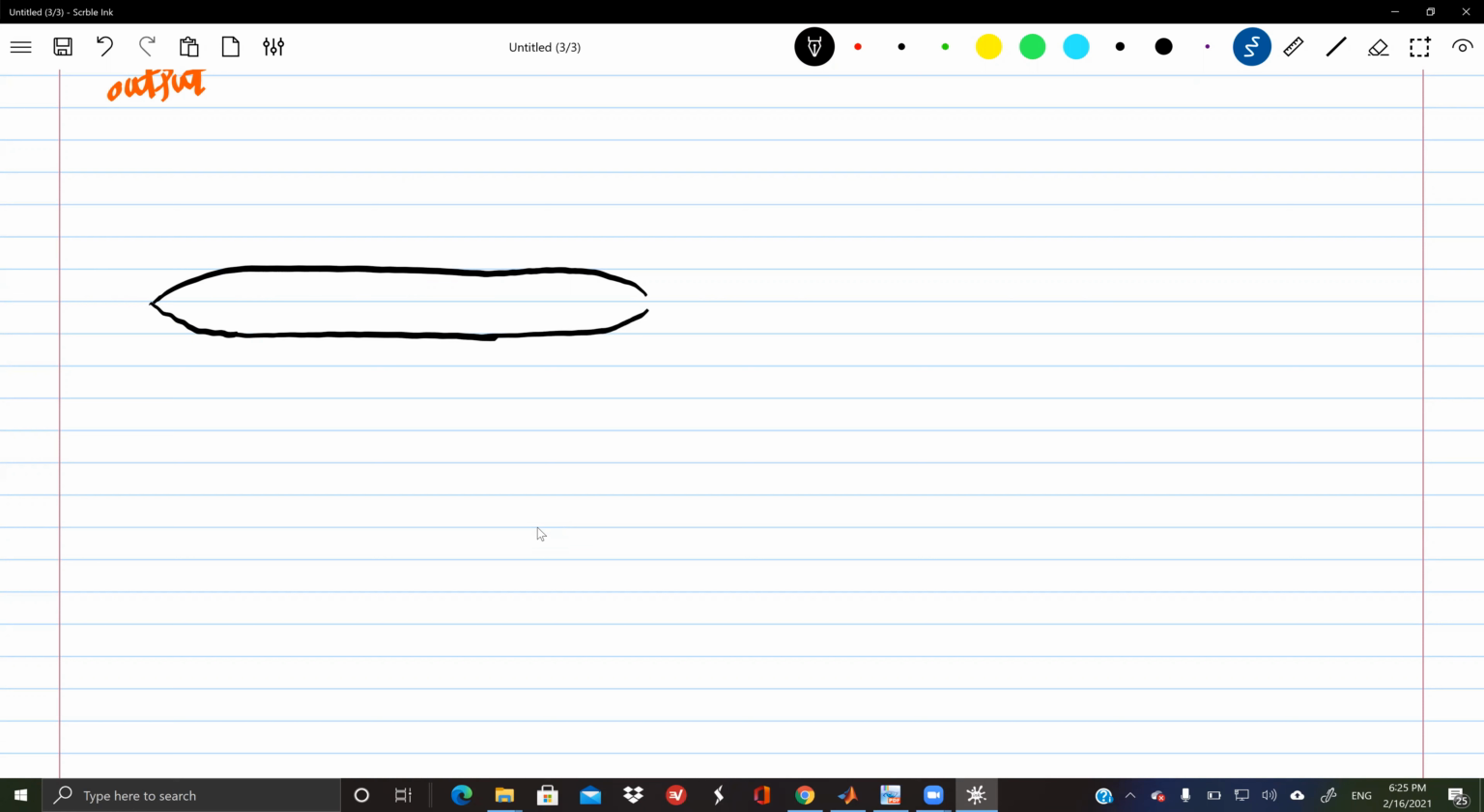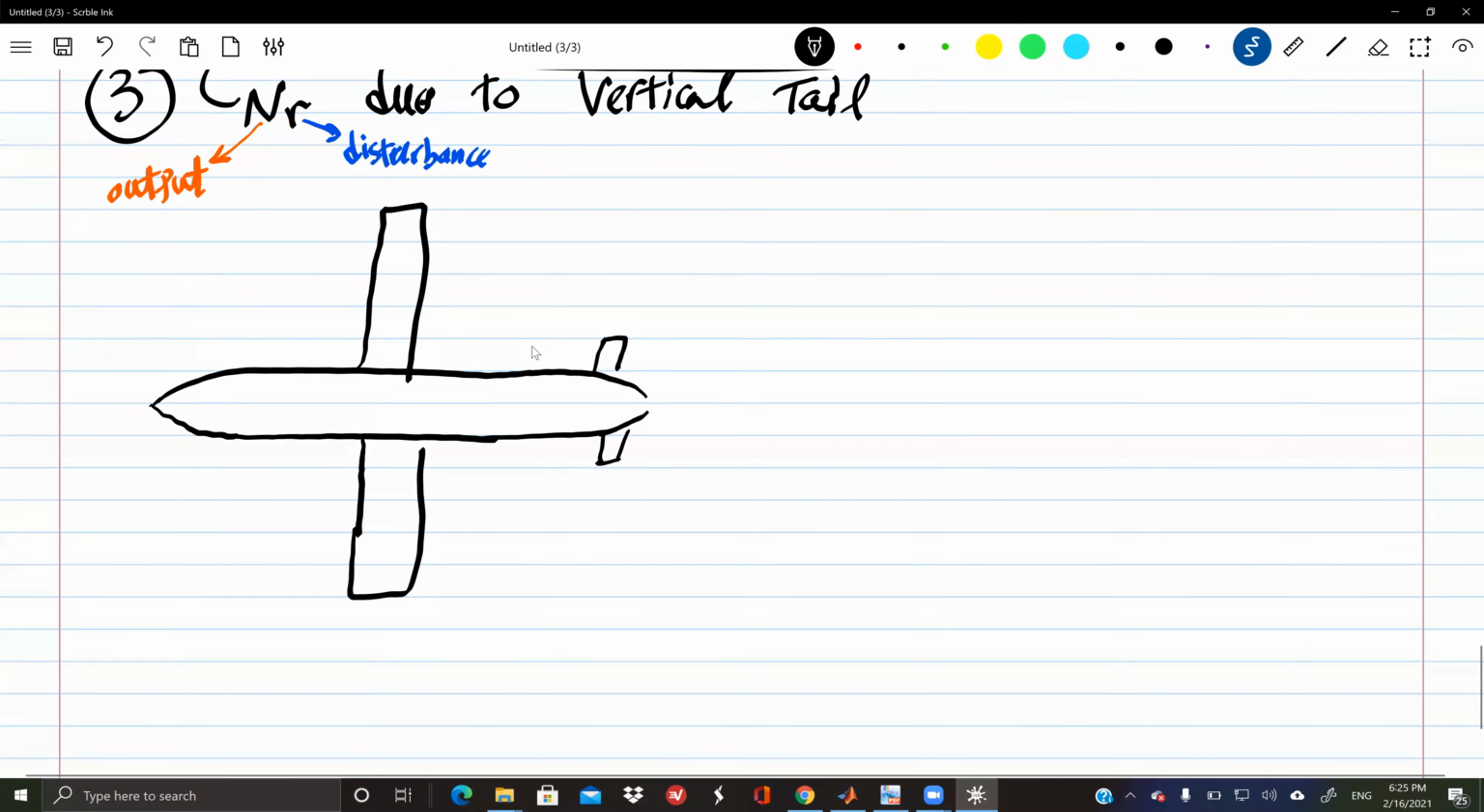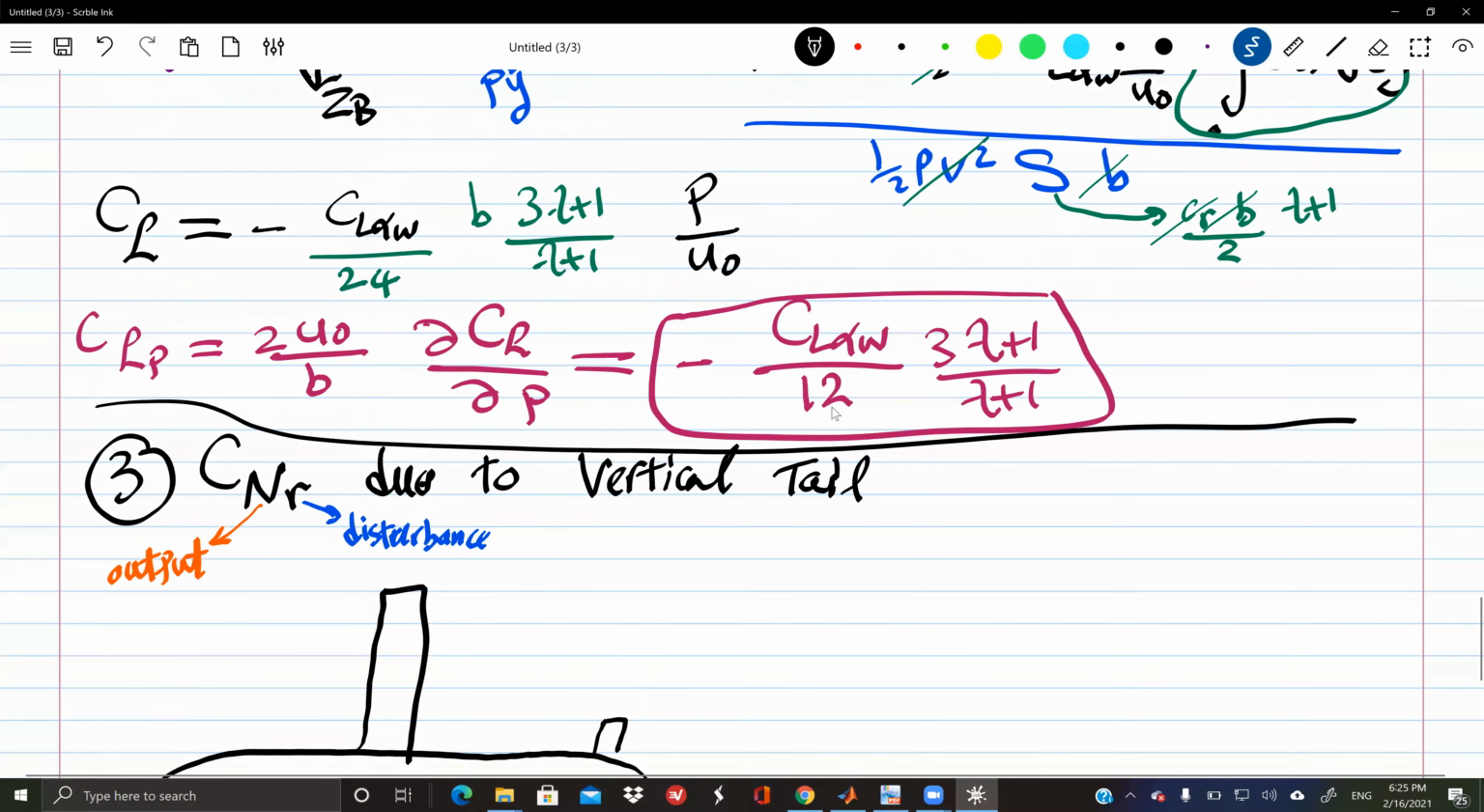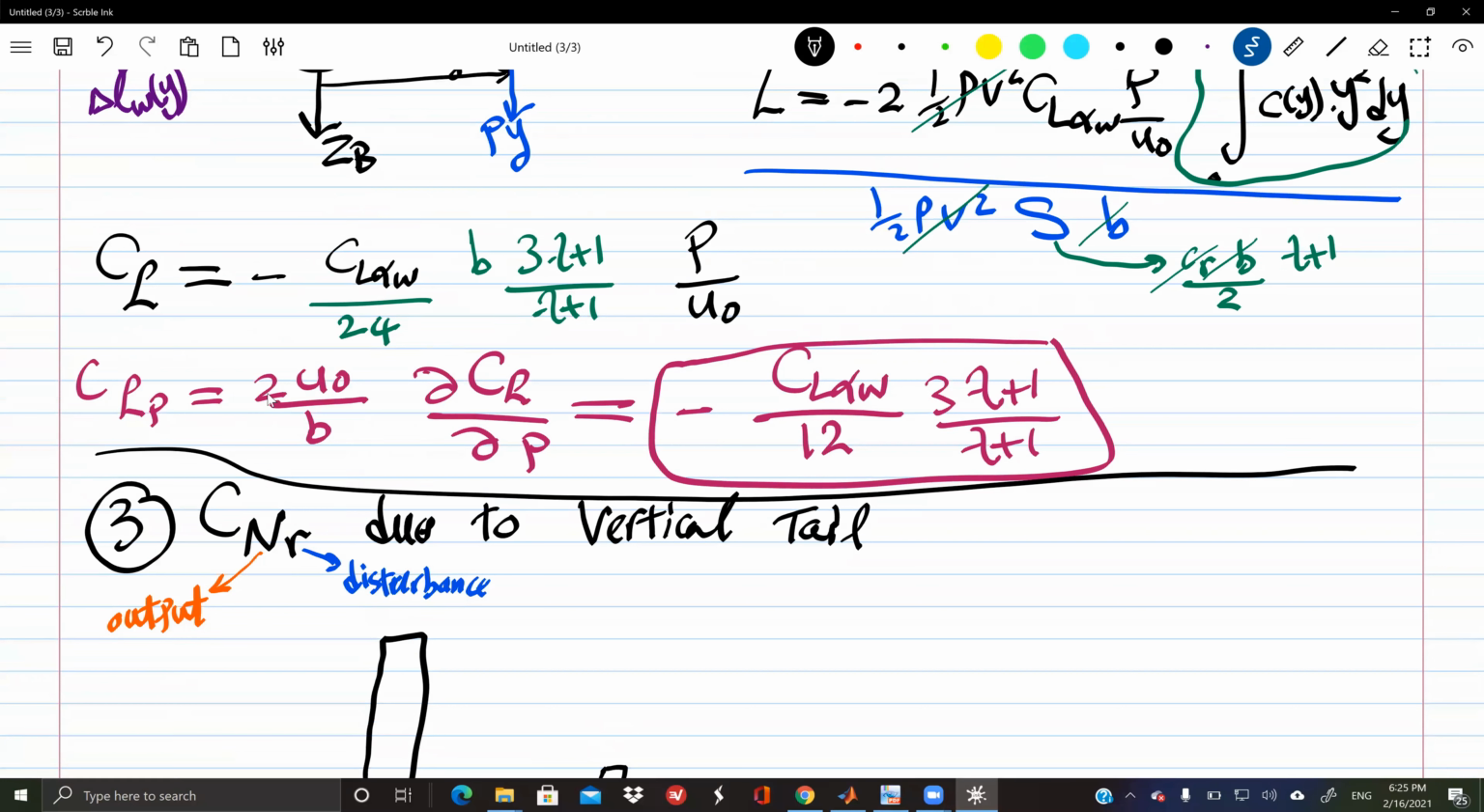Really quickly, Professor, can I ask you a question regarding the last example? Yeah. Sorry, not to hold us back, but when you took the derivative, partial CL, partial P, it's -1 over 12. Why not -1 over 24? Because there was a 2 here.